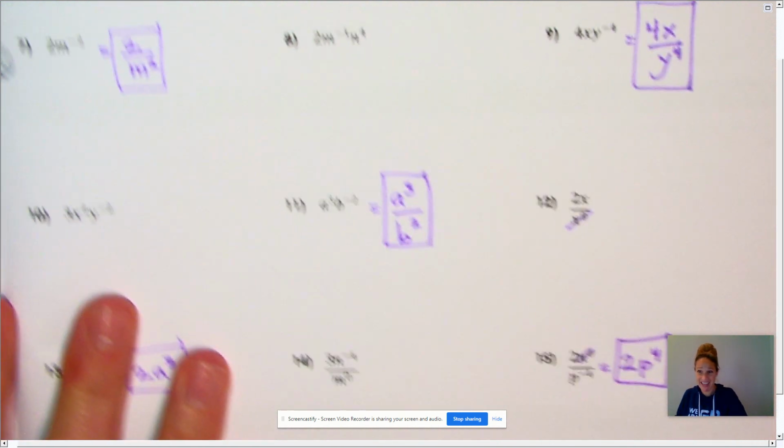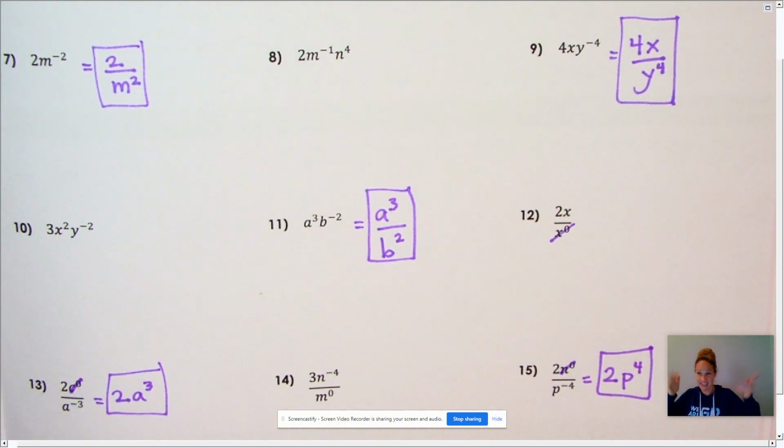This chapter is way easier than last chapter, right? You're like solving with elimination and doing all that fun stuff.